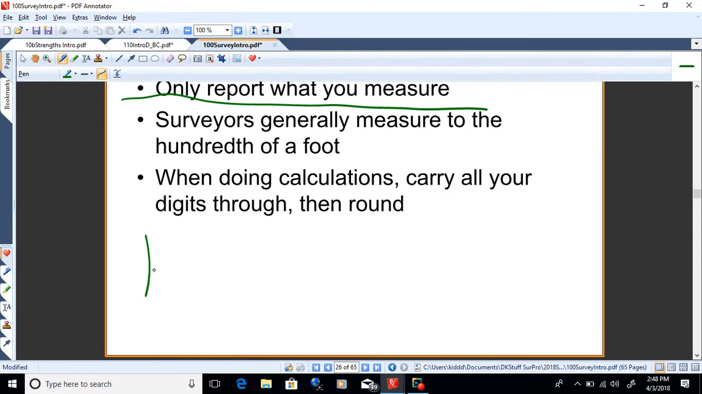So if I pull a tape here, and let's say my tape measures to the 10th, that's what I would write down. If I wrote this down like that, that's not right, okay? Because I didn't measure it to the 100th. I measured it to the 10th, okay? And if you do this for a living, you take it seriously, okay? So watch this stuff. Don't get sloppy, okay?